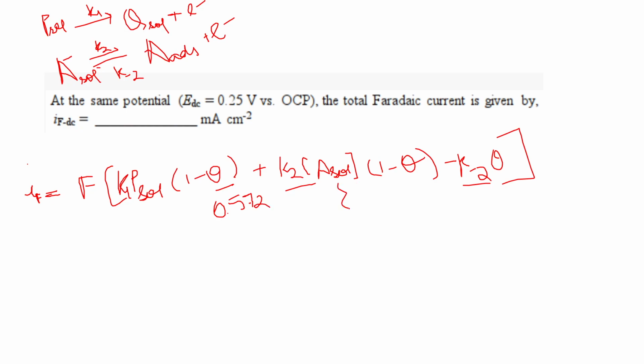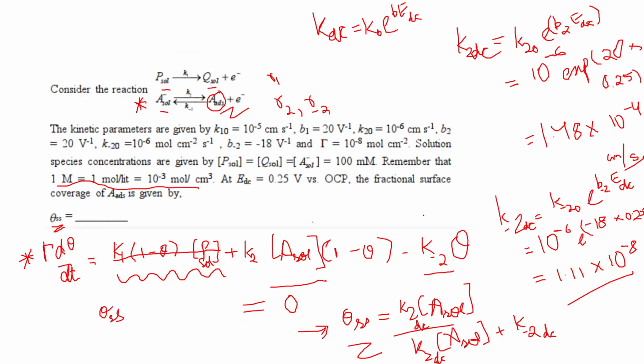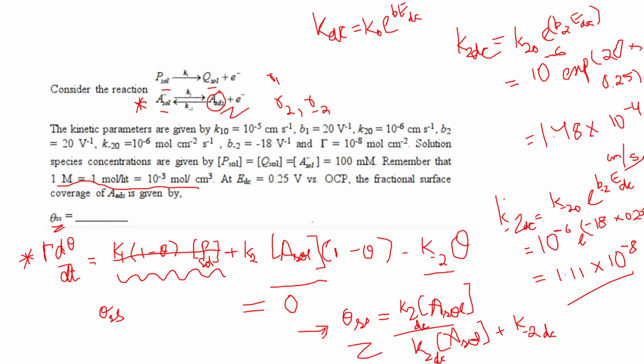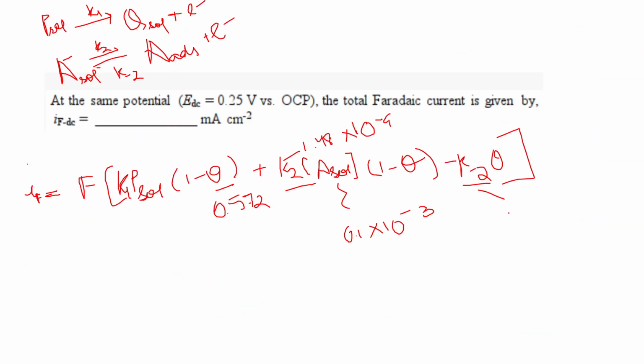Now the A solution and everything we know, it is 0.1 into 10 to the power minus 3. We already calculated all these values in the previous question. Now K2 is 1.48 into 10 to the power minus 4 centimeter per second. Units are very important or else we may end up making a mistake. K minus 2 is 1.11 into 10 to the power minus 8.